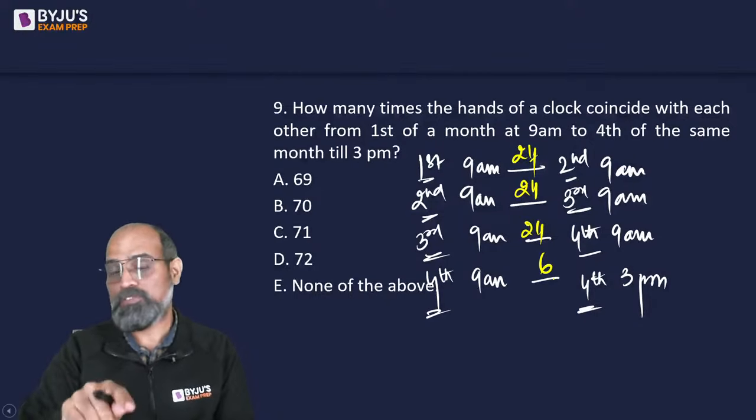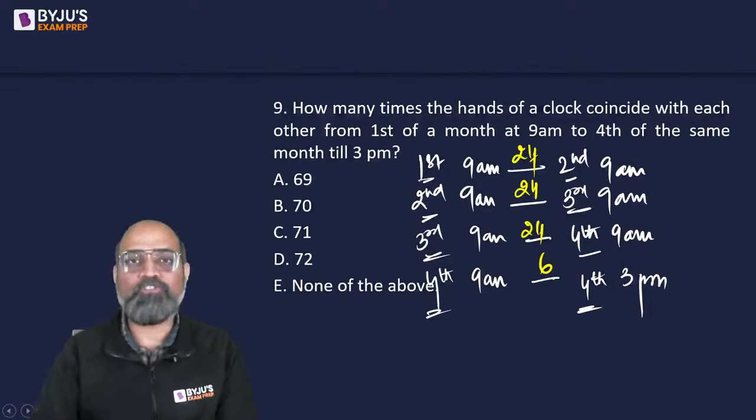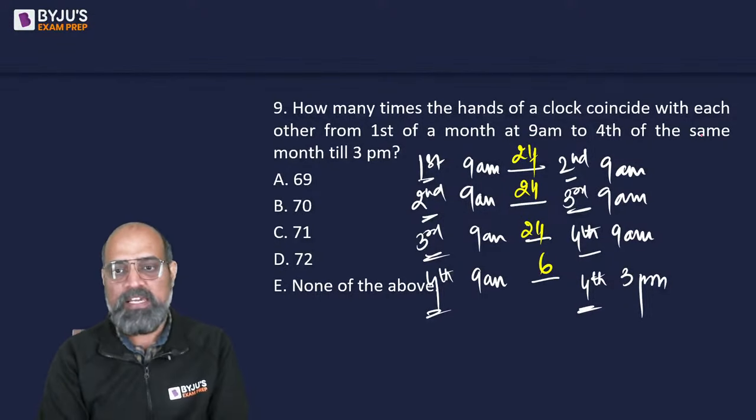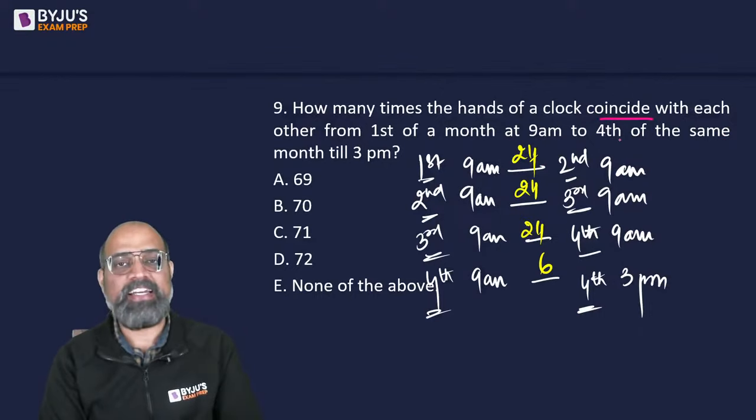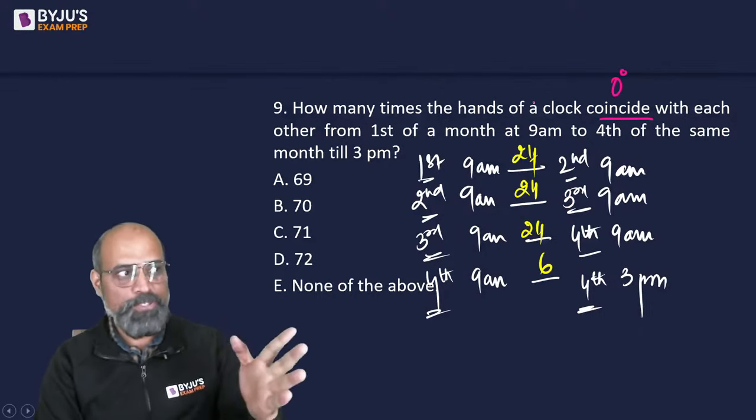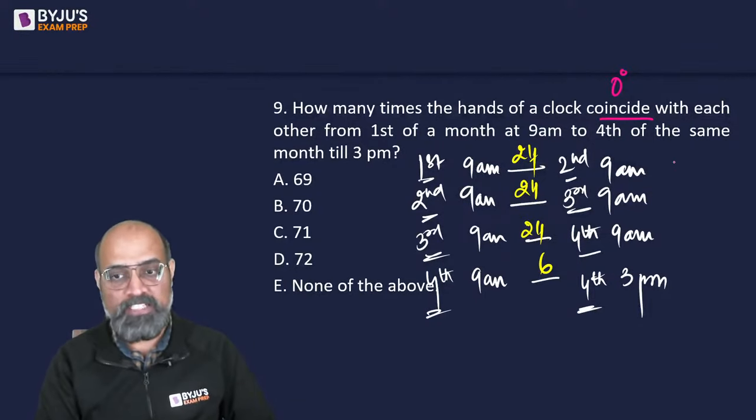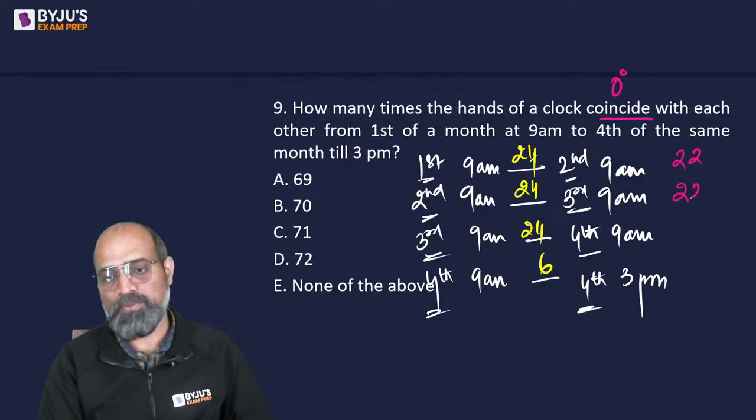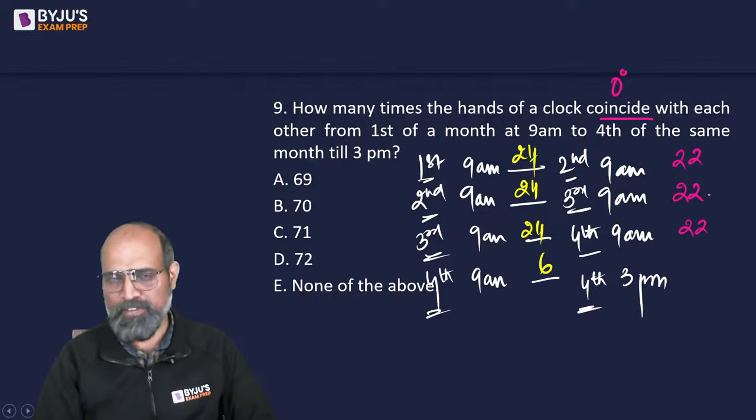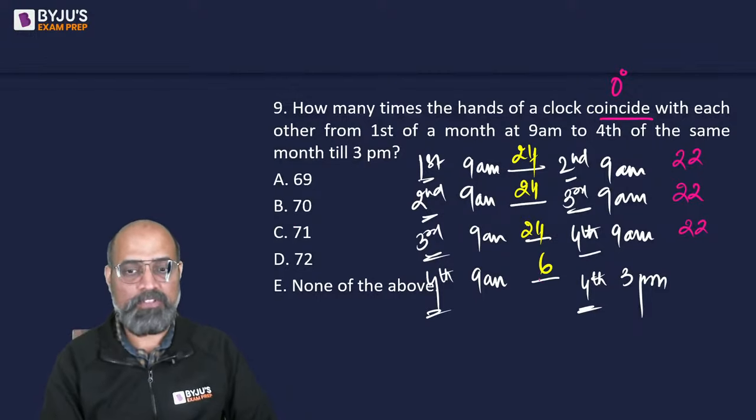For these 6 hours, there is no direct formula, right? We will have to kind of manually and patiently verify as to how many times it will be. Since we are talking about coinciding, as in the angle being 0 degrees, so we know that in every 12 hours, it happens 11 times. So in 24 hours, it's going to happen 22 times, for every 12 hours, in every one day. Now, what about these 6 hours?